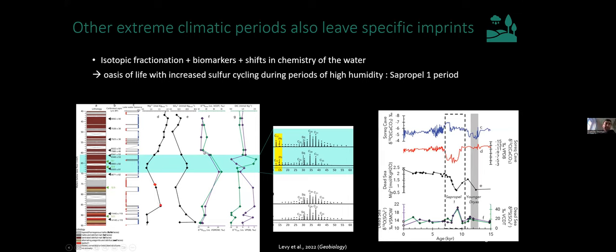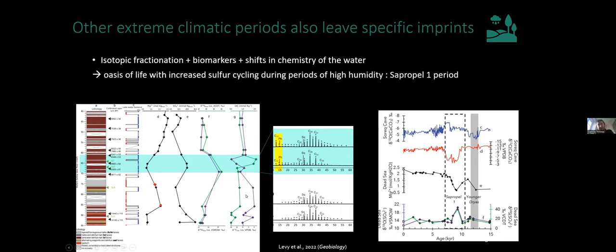In the meantime, there is an increase and a shift in delta S34 of sulfate and delta O18 of sulfate. And this is indicative of an increase in sulfate reduction, activity of microbes that reduce sulfate by consuming organic matter. And we also see in this pore water that we have a decrease in the delta C13 of the DIC.